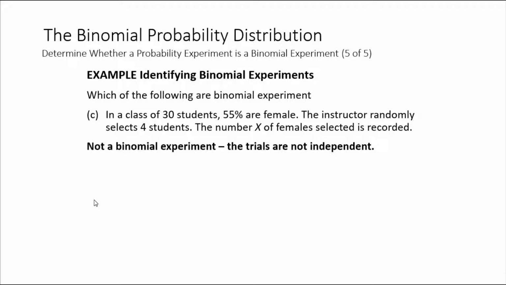This experiment is not going to be binomial because the instructor randomly selects 4 students and the trials are not independent. So if the instructor selects the first student, that is going to affect the second time the instructor selects another student. So the trials are not independent and the experiment is not a binomial experiment for that reason.